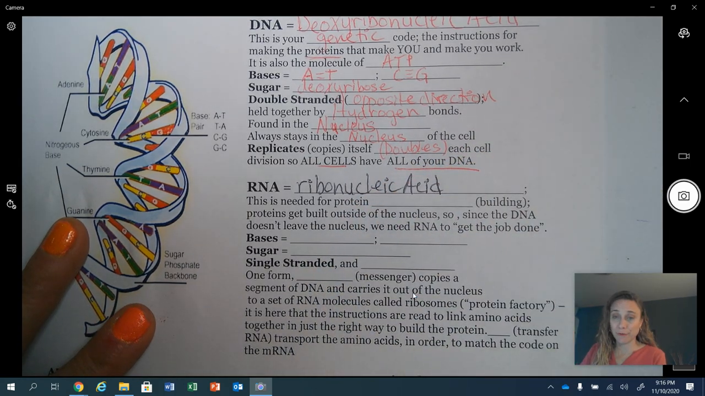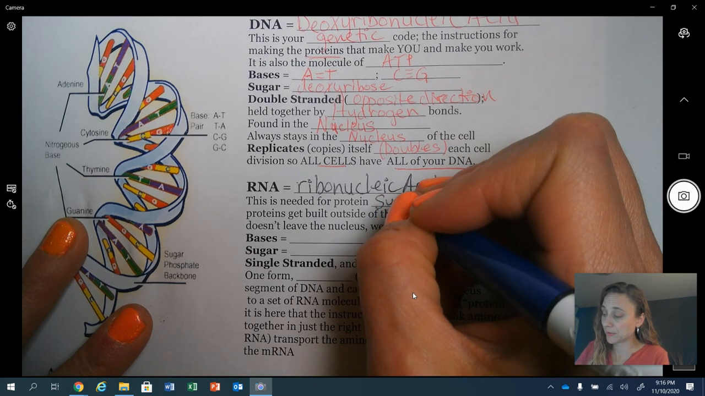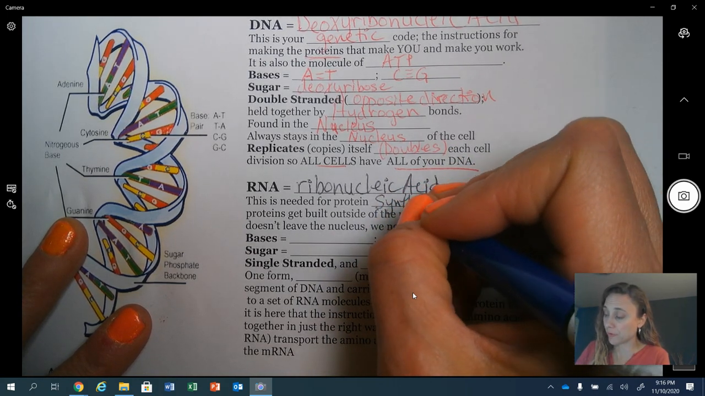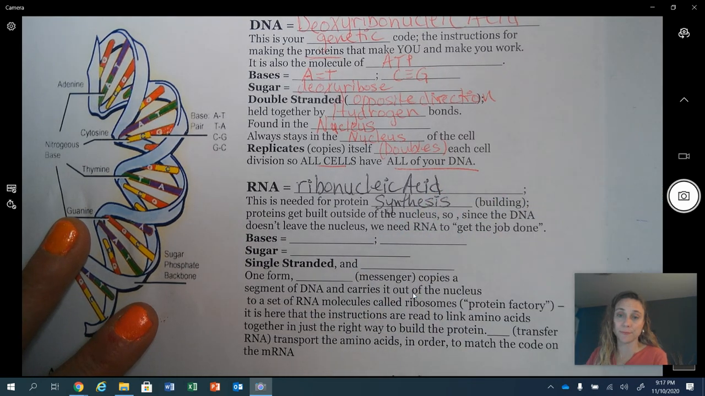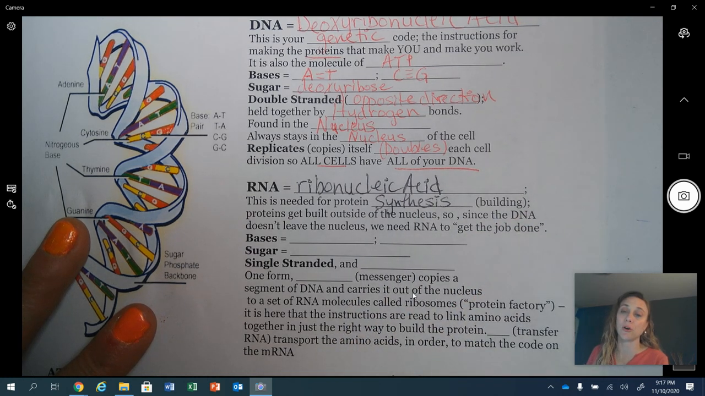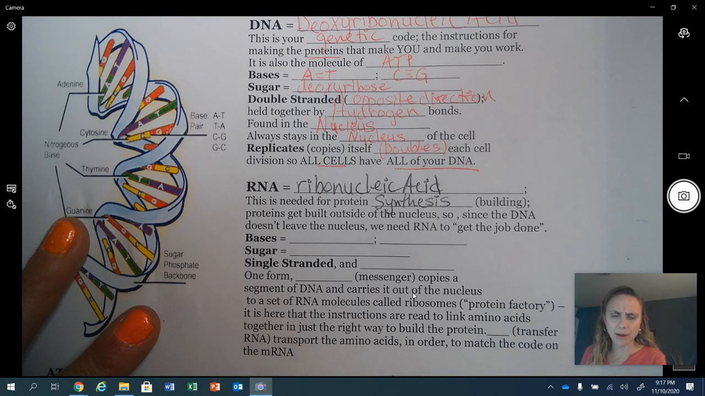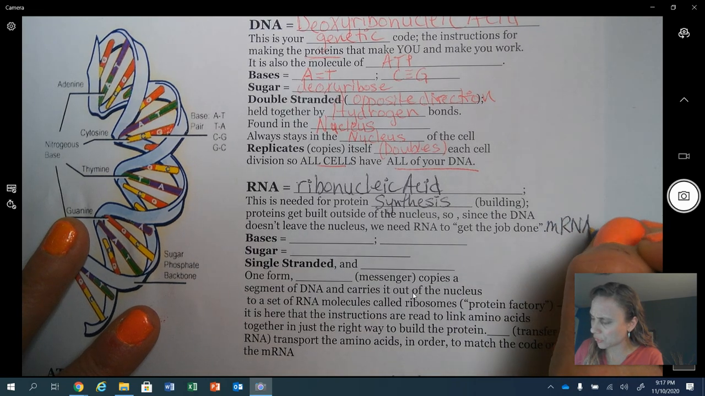Which is also needed for protein synthesis, but it's like the next step. It takes the instructions out of the nucleus so that we can make the proteins, which are made outside of the nucleus. Since DNA doesn't leave, we need RNA to take the message out. So we call it messenger RNA, and that's what gets the job done. Also, there are some other forms of RNA. So we call it mRNA when it's the messenger RNA.